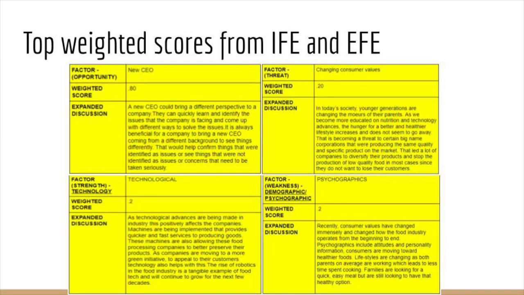Our next factor, which is a weakness, is psychographics and demographics. Recently, consumer values have changed immensely and changed how the food industry operates from beginning to end. Psychographics includes attitudes and personality information. Customers are moving towards healthier foods. Lifestyles are changing as both parents in a family, on average, are working, which leads to less time spent cooking. Families are really looking for that ready to eat, easy to make, but they still want it to be a healthy meal. And that is it for our internal analysis and internal factor analysis.